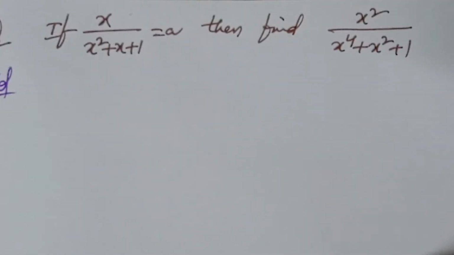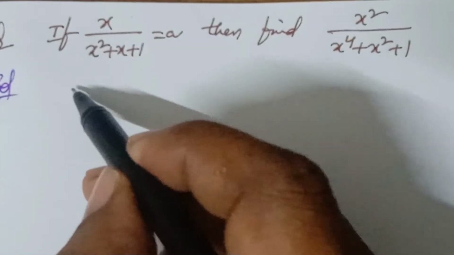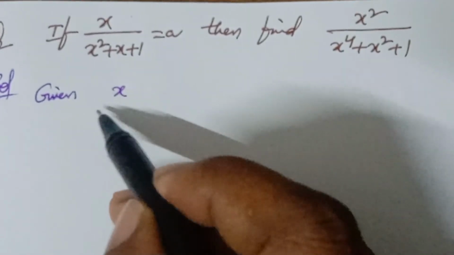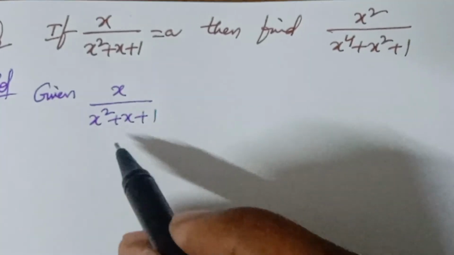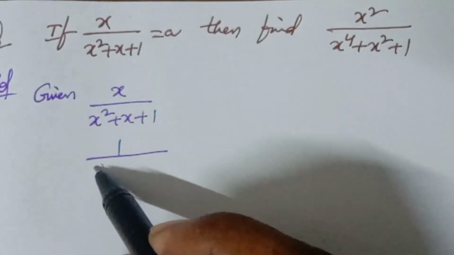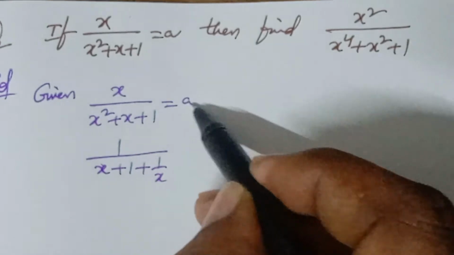Here, pause the video for 10 seconds and think about this problem. Can you get the solution for this? So here we are having some logic in this problem. So here what you are doing, first of all, you are taking given x by x square plus x plus 1, dividing with x, numerator and denominator. So here x plus 1 by x is equal to a.